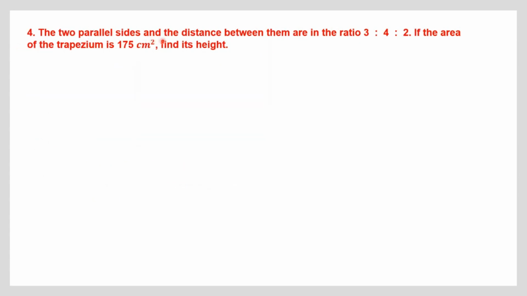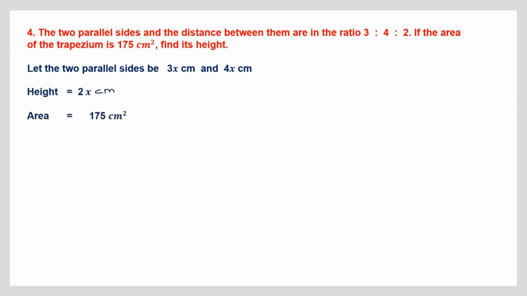Question 3. The two parallel sides and the distance between them are in the ratio 3:4:2. If the area of a trapezium is 175 centimeters square, find its height. So here we are talking about a trapezium, and here 3:4 is the two parallel sides ratio and 2 is the distance. So let's consider the two parallel sides to be the first two, that is 3x and 4x centimeters, and the height, let it be 2x centimeters. Remember, distance is the same as height.